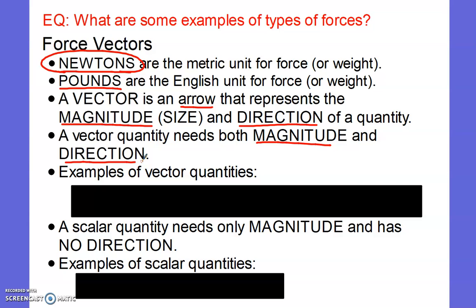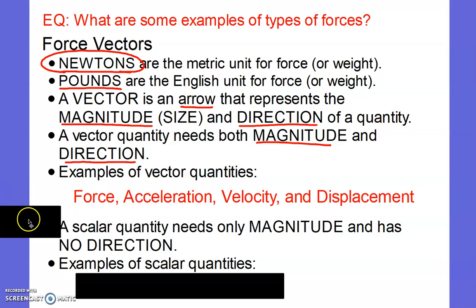Okay, welcome back. The types of vectors that we learned about here in this class are force, that's the new one we're learning about. We also learned about acceleration, velocity, and displacement. All those quantities have both magnitude, or size, and a direction. Now, the opposite of a vector is a scalar. And a scalar quantity has only magnitude. There is no direction involved with a scalar quantity.